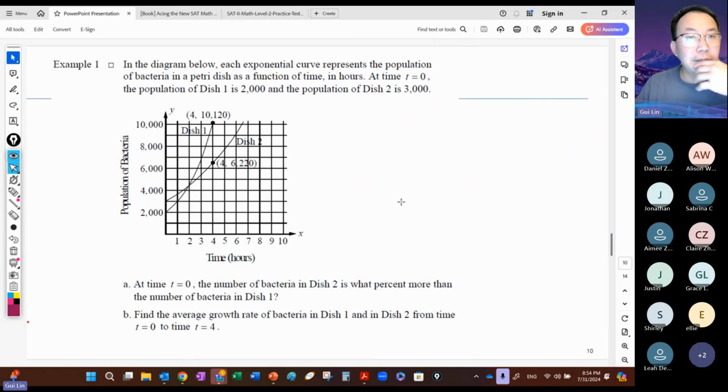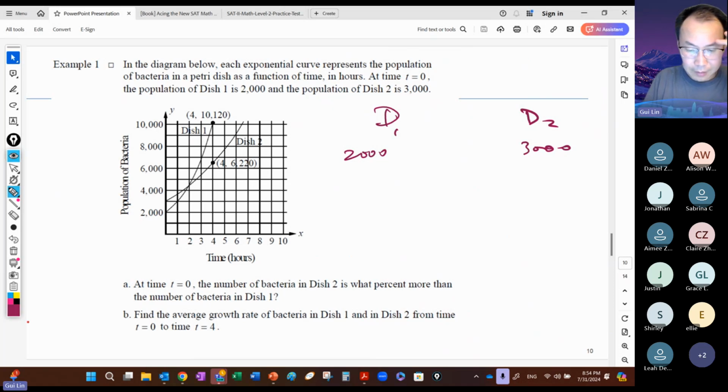All right, say in the chart below, each exponential curve represents a population of bacteria in a petri dish as a function of time in hours. At T0, the population in dish 1 is initially 2,000, and the population in dish 2 is 3,000, right? So 2,000 is right here, 3,000 here. Dish 1 is D1.